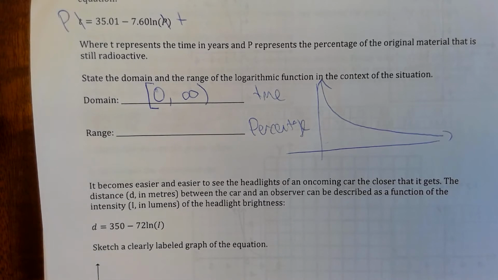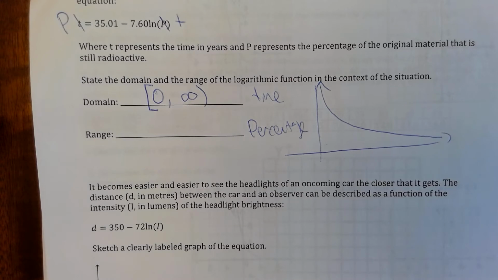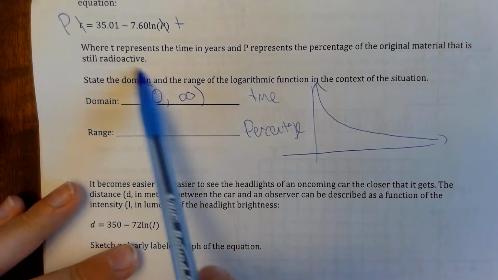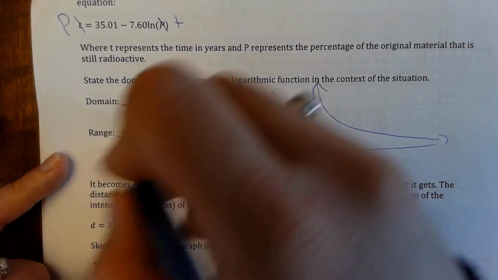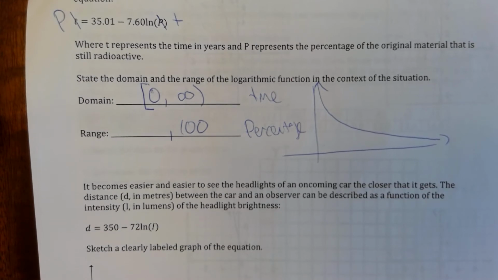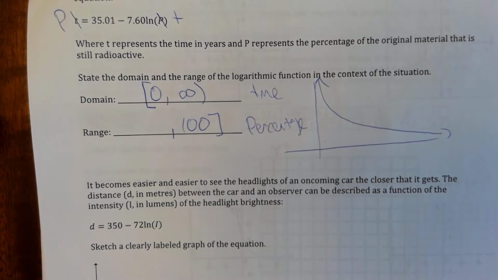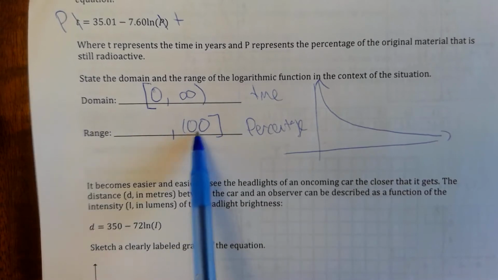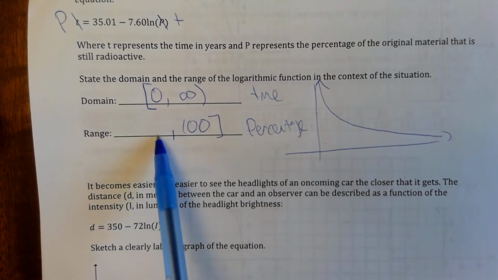Now range. Range is my percentage. When I start that timer, I'm going to be 100% still radioactive because I just made this isotope, or I just found this isotope, or whatever, however you do things. So I would say that I start at 100% radioactive, and I would say that's a closed bracket because it should start at the beginning as far as I know in terms of science stuff. I don't really know all that much about it, but there it is. And you notice that's going to be my biggest value because we can't go over 100%, and I always put the bigger value on the right hand side. Now here's my smaller value.